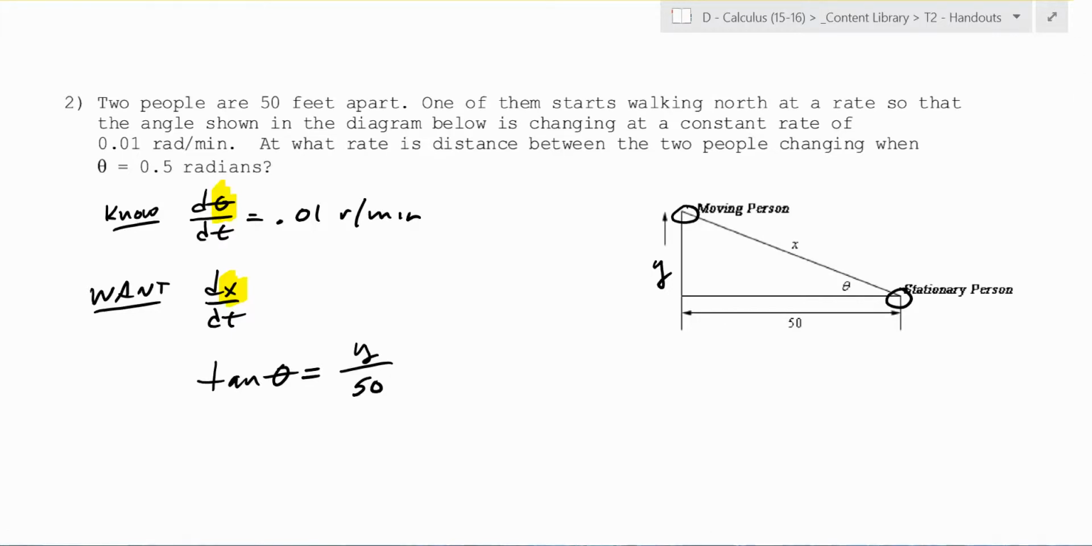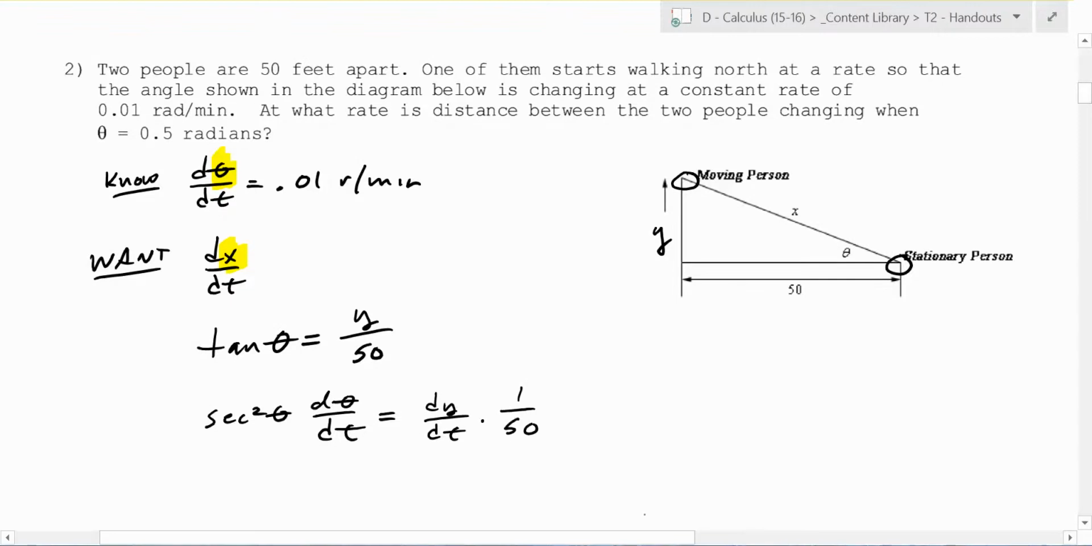With respect to t? So you get secant squared θ, dθ/dt. What's the derivative on the right-hand side? dy/dt over 50. What does the problem tell you? It tells you the original angle. What do you know? Literally, what is right here?